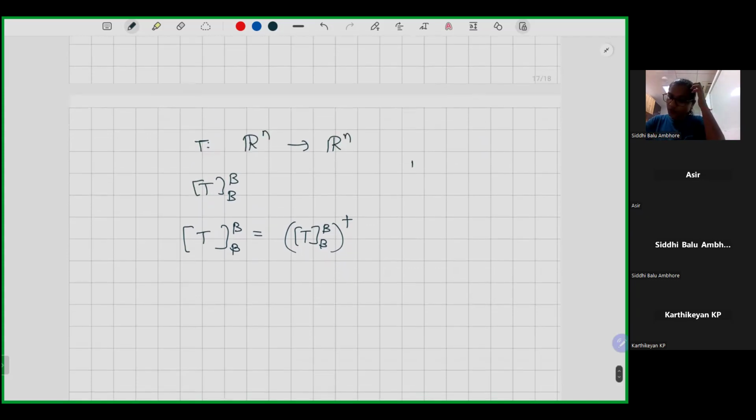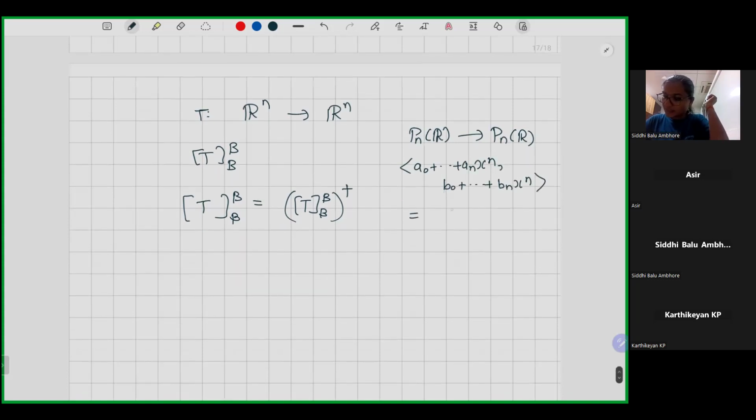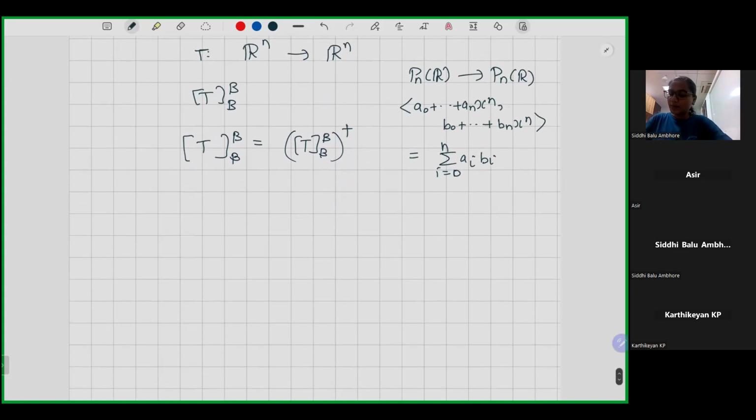So if you take the inner product on P_n(R) such that for a_0 up to a_n x^n, comma, b_0 up to b_n x^n, the inner product is just the summation of a_i b_i, i from 0 to n, then this will be true. But if your inner product is something like the integral from minus 1 to 1 of f(t) g(t) dt and so on, then this need not hold.